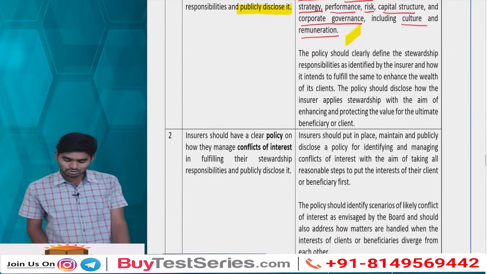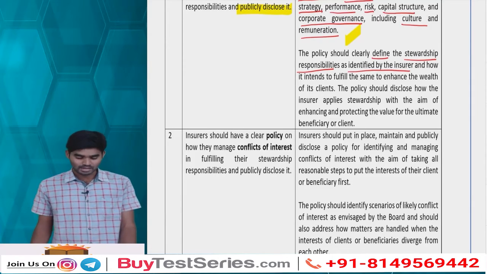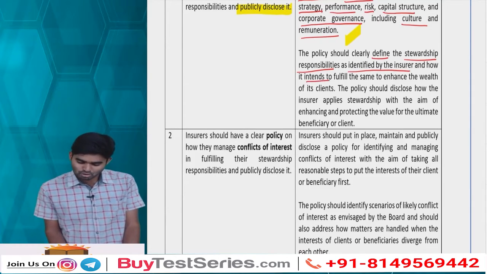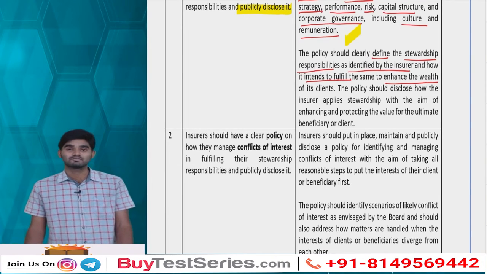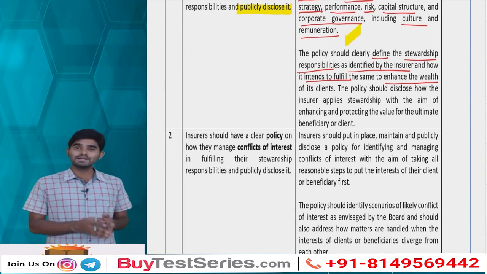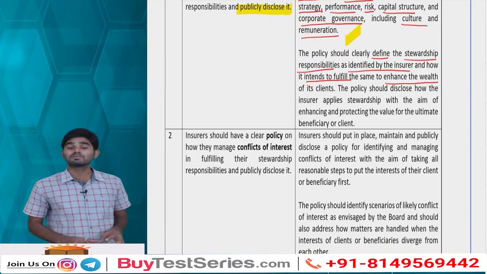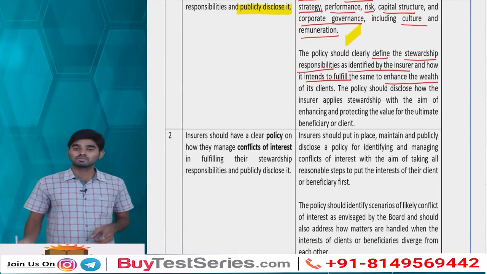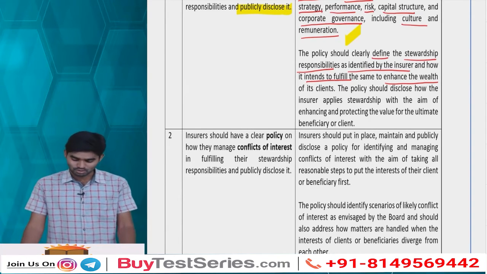The policy should clearly define the stewardship responsibilities as identified by the insurer and how it intends to fulfill the same to enhance the wealth of its clients. Sir, whatever you identified as your responsibilities, you need to include in your policy. At the same time, how it will generate or increase the wealth of your client, you need to mention in your policy.